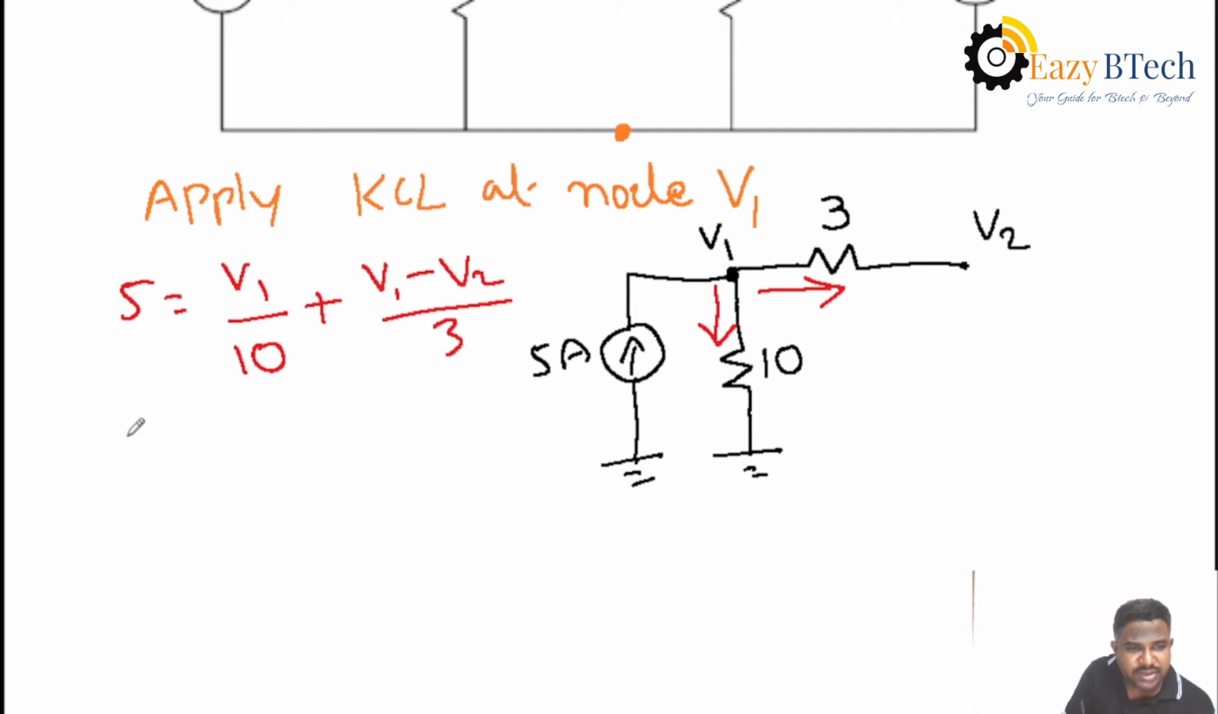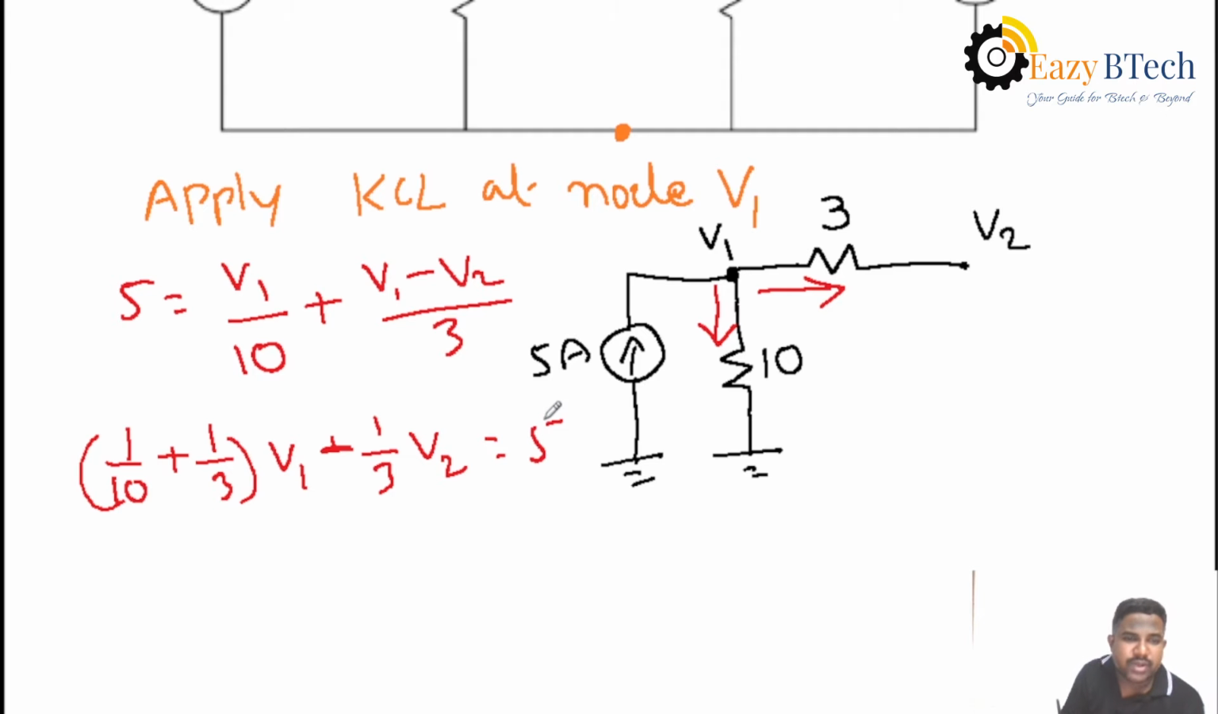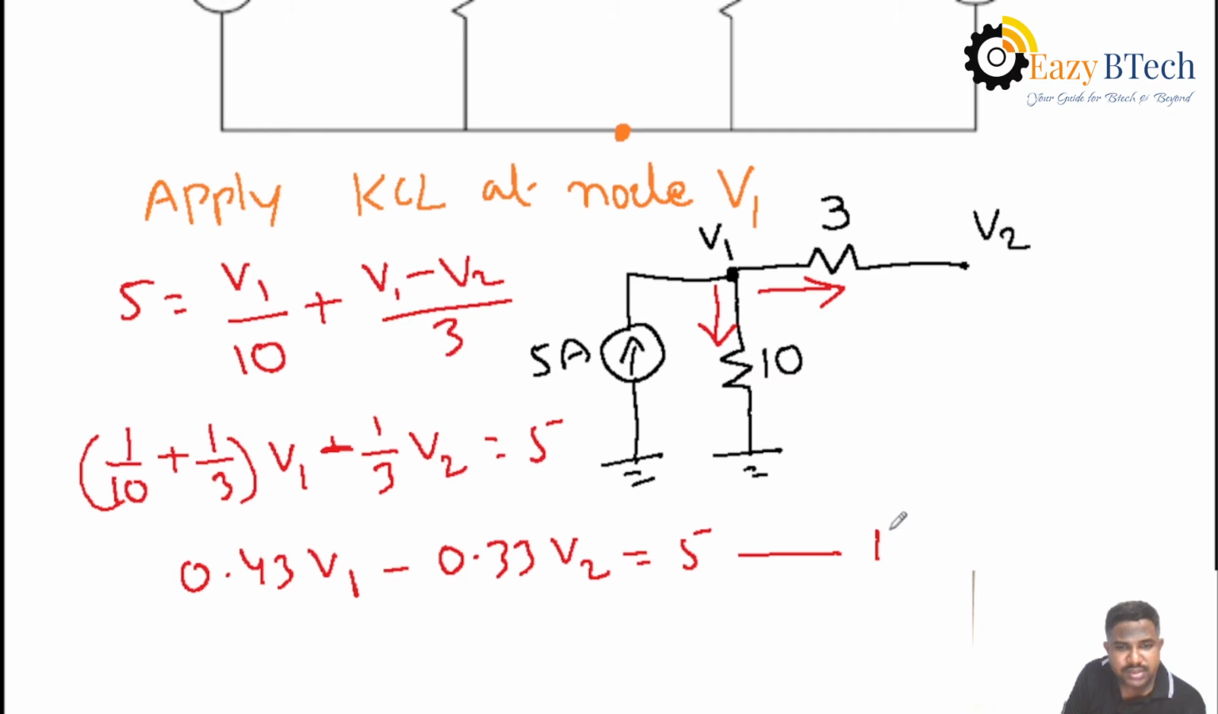Then simplify the equation here. Taking V1 common, that is (1 by 10 plus 1 by 3) into V1 minus 1 by 3 V2 equals 5. Then simplify the equation, and you will get 0.43 V1 minus 0.33 V2 equals 5. This is considered equation 1.